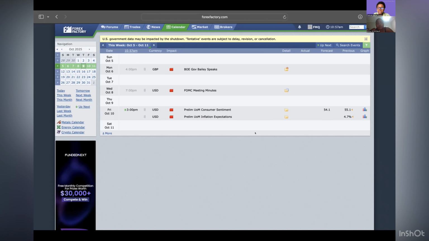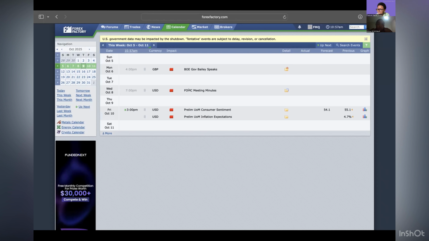When you see the gray box, the information will be revealed that there's either a public holiday or a red news item. If you look at Wednesday, October 8th, where you have USD, you see that there's a red box called Federal Open Market Committee.